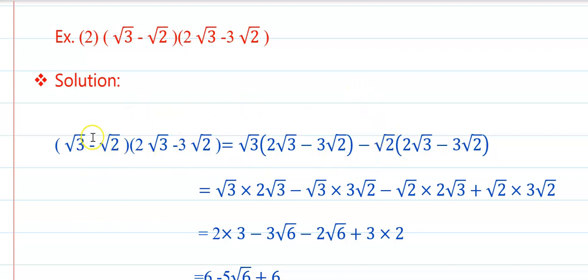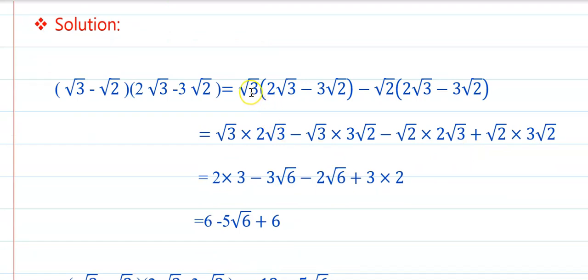What is the sign between them? The minus. Therefore it is a minus sign: minus root 2 in bracket 2 root 3 minus 3 root 2. Now here is the multiplication: root 3 into 2 root 3 minus root 3 into 3 root 2 minus root 2 into 2 root 3, and this minus will become plus, root 2 into 3 root 2. What is root 3 into root 3? That is 3. 3 into 2 equals 6.